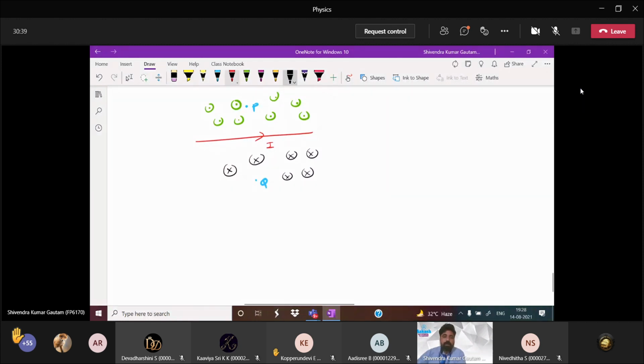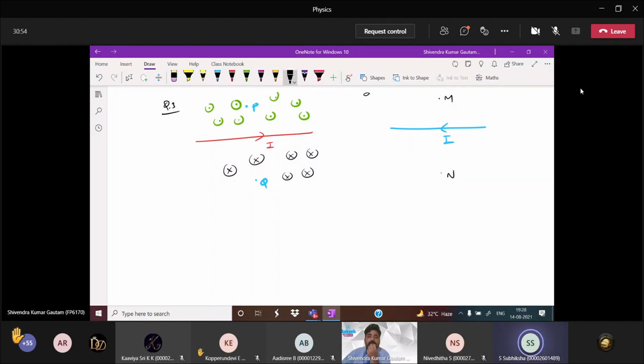Now tell me, if I reverse the current direction, and I ask here M and here N, tell me the magnetic field direction at M and N. M inward, N outward. So you know, thumb in the direction of current, fingers towards the M point. Tell me, is the normal to the palm inward or outward? Normal to the palm is inward at the M point, so it will be inward.